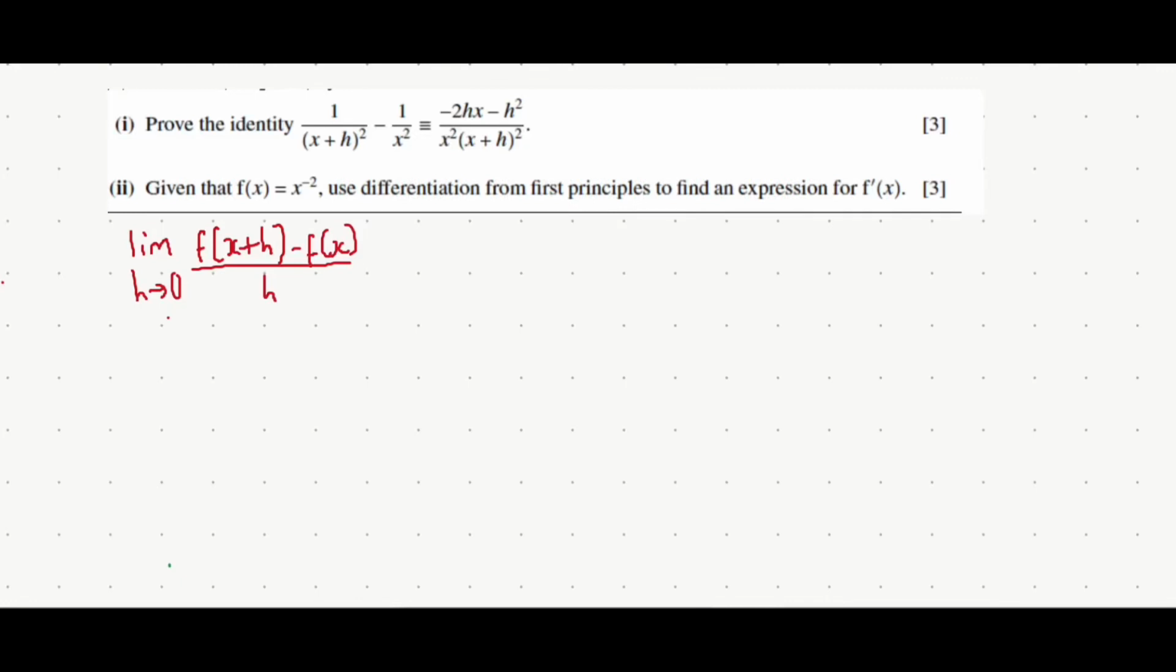In this video, we're going to look at an A-star level question on differentiation from first principles. So before we move on to part 2 of the question, let's first have a look at proving this identity.